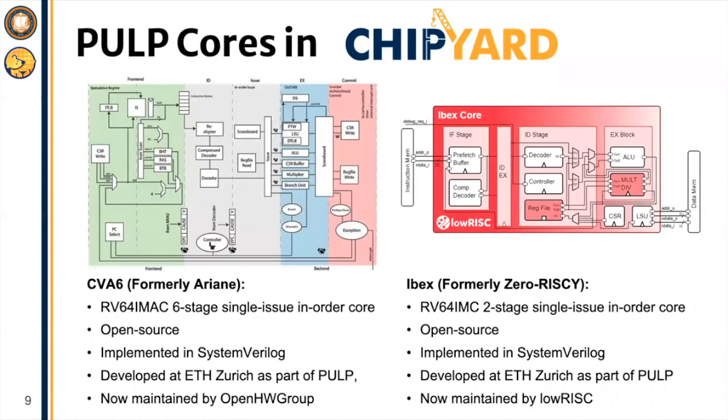To highlight that it is relatively easy to integrate other cores in Chipyard, we integrated some of the PULP cores in Chipyard as well. These cores are developed by a group at ETH Zurich. The CVA6 core and the Ibex core are very popular SystemVerilog based cores for exploring RISC-V SoCs. And even though they speak AXI4 instead of TileLink, I'll show how that doesn't make it much more difficult to integrate this kind of IP into Chipyard as well. Both of these cores are also available as tiles that you can drop into your system and simulate in a Chipyard SoC.